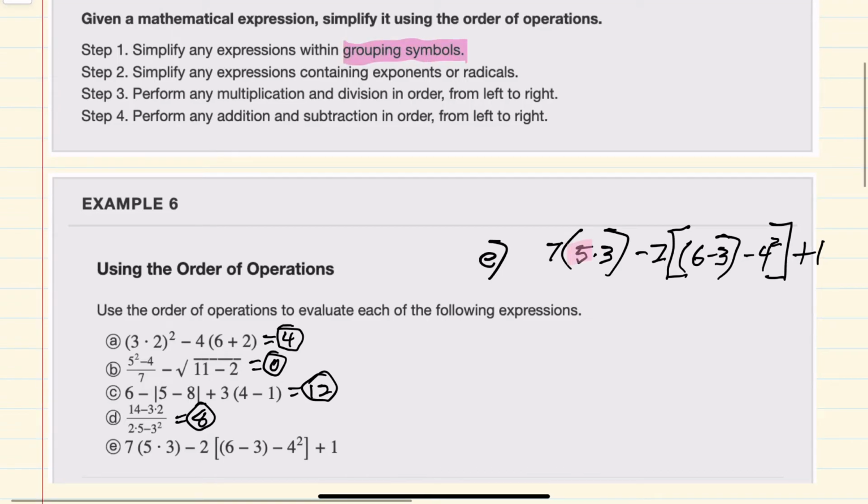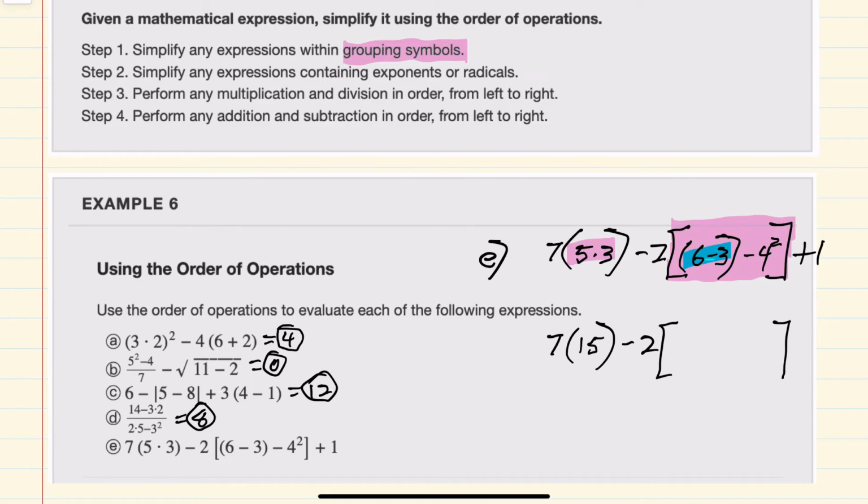In the first part, the 5 and the 3 have been grouped together. And in the second part, I have nested parentheses. So I have the brackets, but then inside the brackets, I have another grouping symbol. So I would want to start with the innermost grouping symbol when I have nested parentheses. So I will start on the outside here. 7 times 5 times 3 would simplify to 15. And then nested inside this bracket, I would start by evaluating the innermost portion. 6 minus 3 is 3.